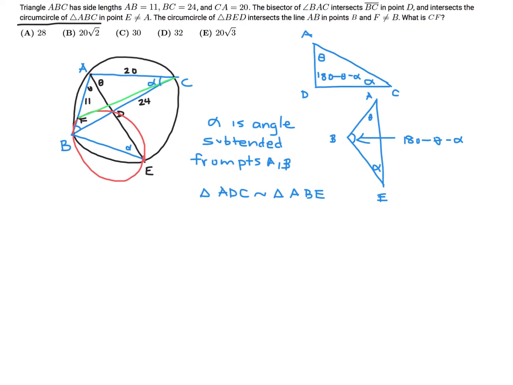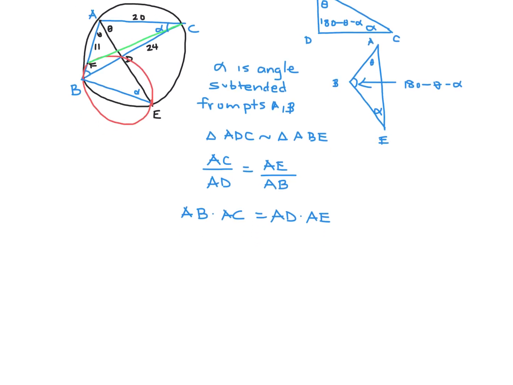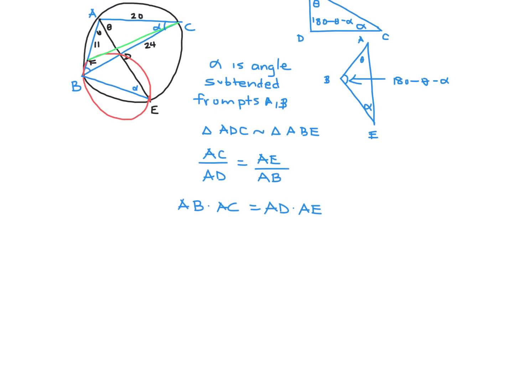Got it? All right. Now we can actually move forward with the question. We needed to establish that. By similar triangles, AC over AD is equal to AE over AB. Therefore we can cross multiply and get AB times AC is equal to AD times AE. Hopefully there's no confusion there.